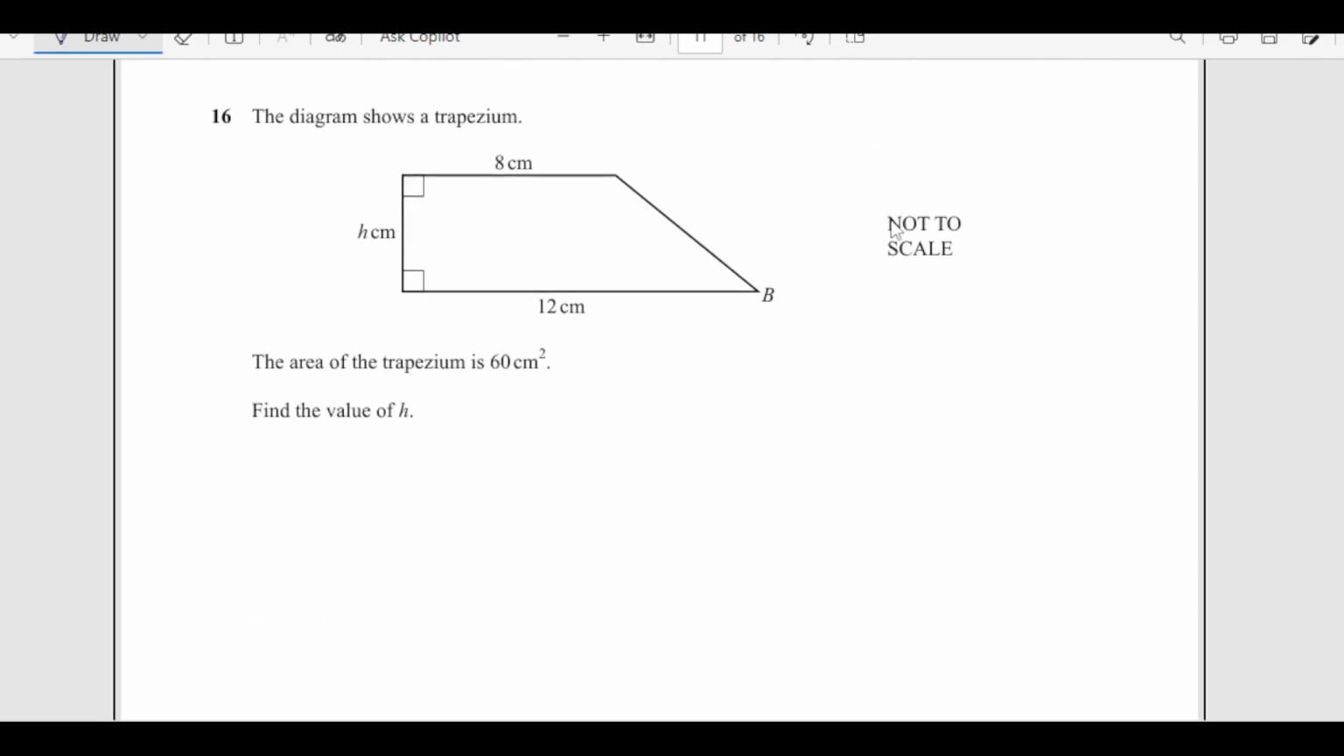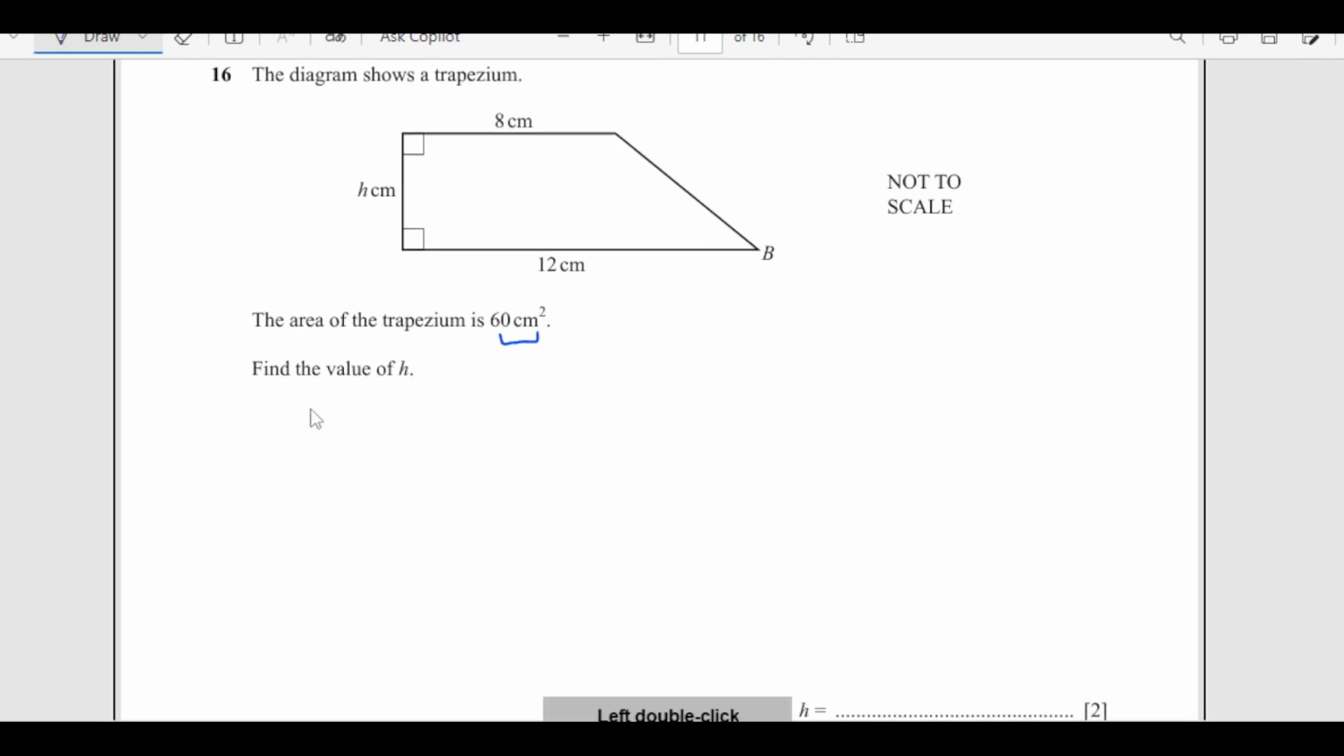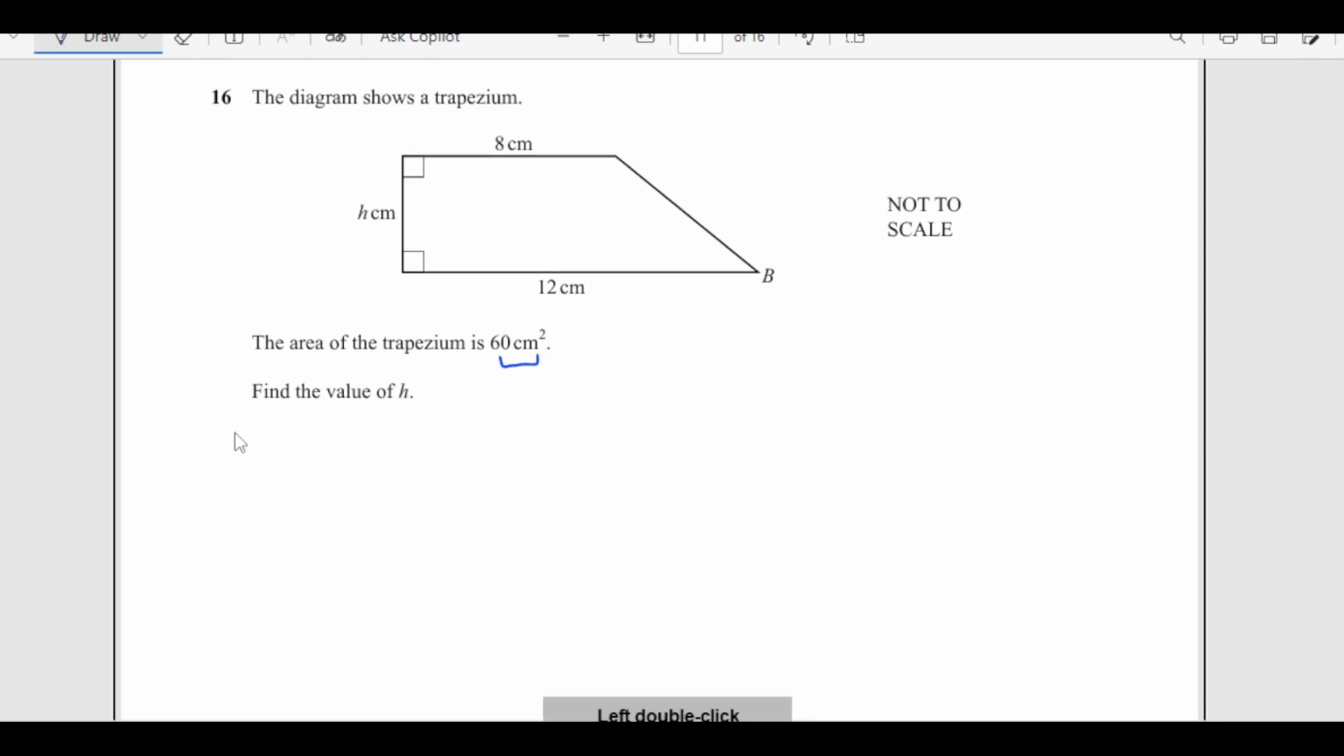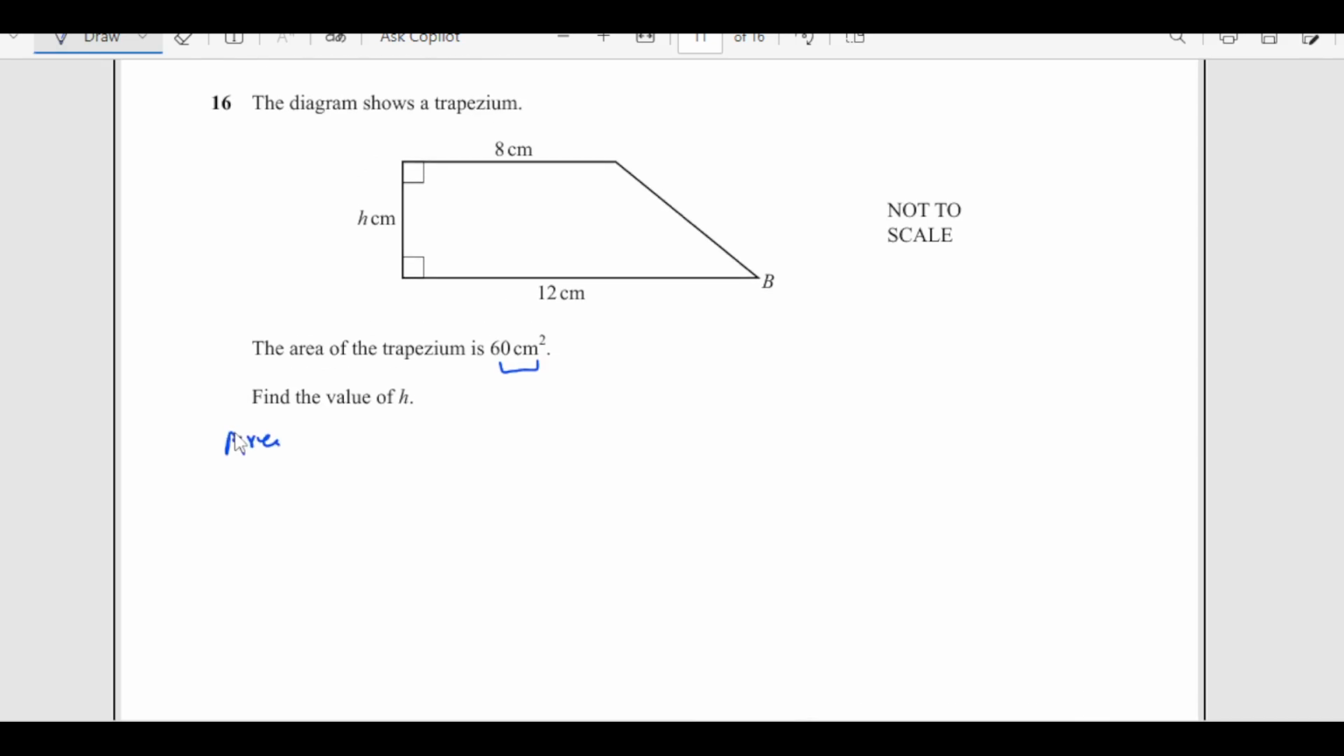The diagram shows a trapezium. The area of the trapezium is 60 centimeters squared. Find the value of h. As you know, what is the formula for the area of a trapezium? It's given in your formula sheet above. It is half times (a plus b) times h, where a and b are the parallel sides. So this is a and this is b, right.